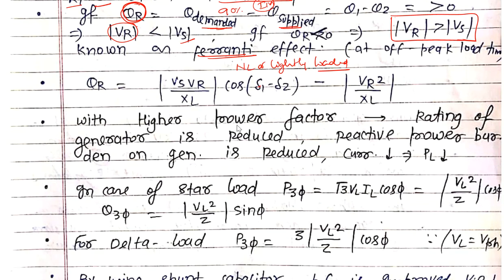Now next point, important formula. With a higher power factor, as we discussed, the power losses decrease. Power losses decreasing means the power supplied by the system reduces. So if the power supplied by the system reduces, automatically generator capacity also reduces. The rating of the generator, or we can say the capacity of the generator, is reduced. So the reactive power burden on the generator is reduced. Automatically current decreases and power loss will decrease. So, the same point we discussed earlier.